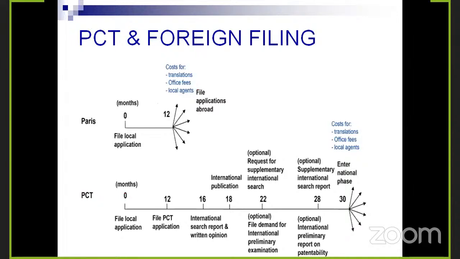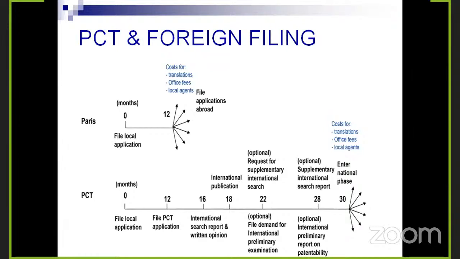Let's also quickly discuss foreign filing and PCT. Now, let's suppose you have filed a patent in India, and so there are certain timelines that you need to keep in mind if you have any plans of filing outside India. First of all, let me also discuss why or when one should decide to file one's patent application outside the home country.